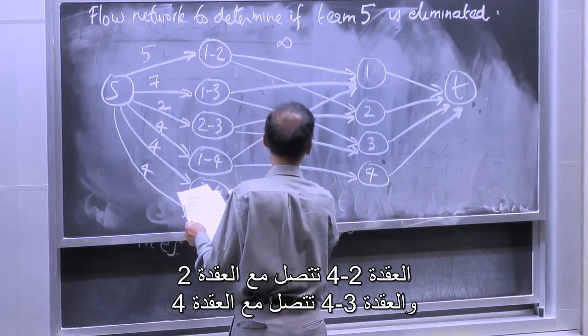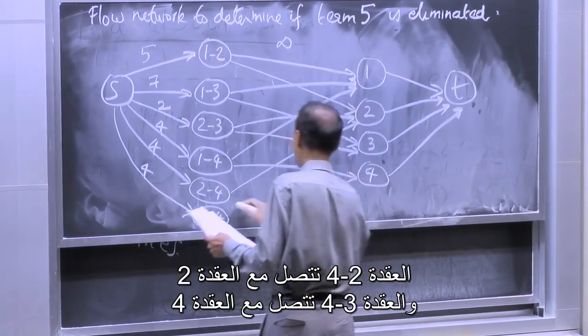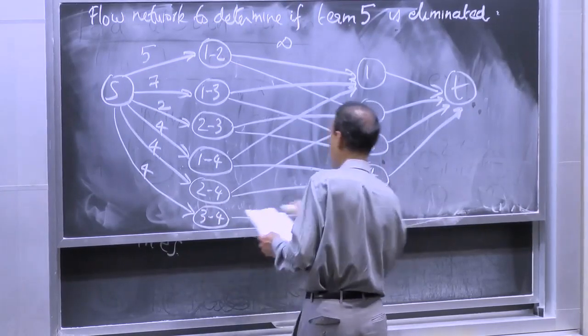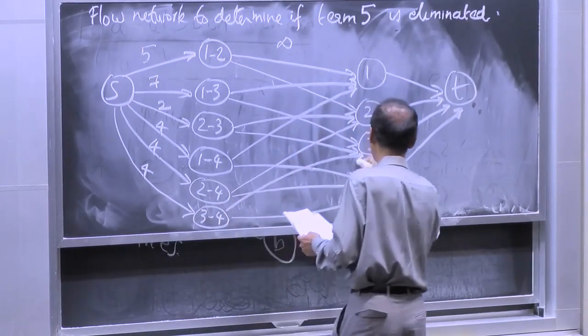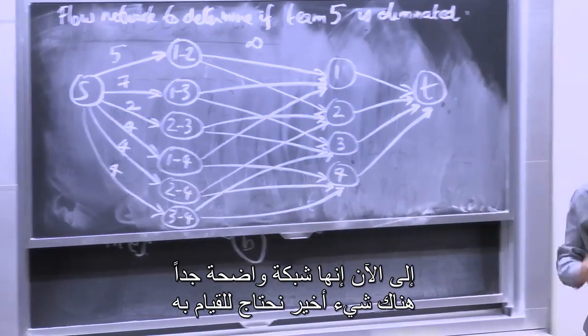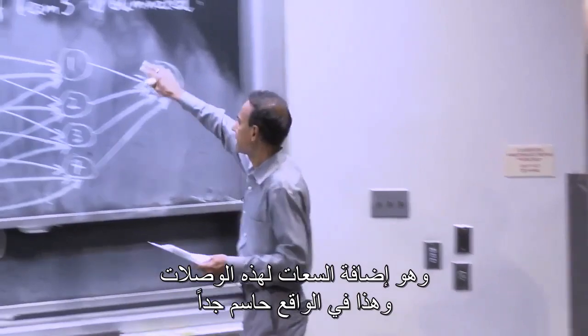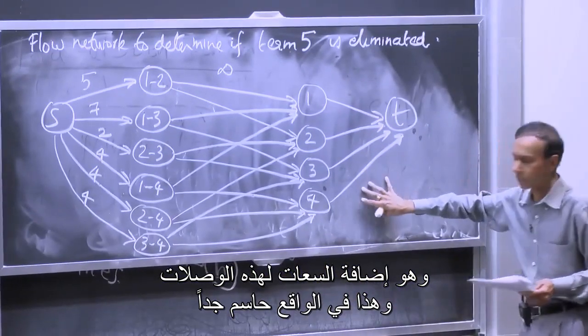2 to 4, 3 to 4, and that. All right, so far it's pretty straightforward. There's one last thing that we need to do, which is add capacities to these edges, right?